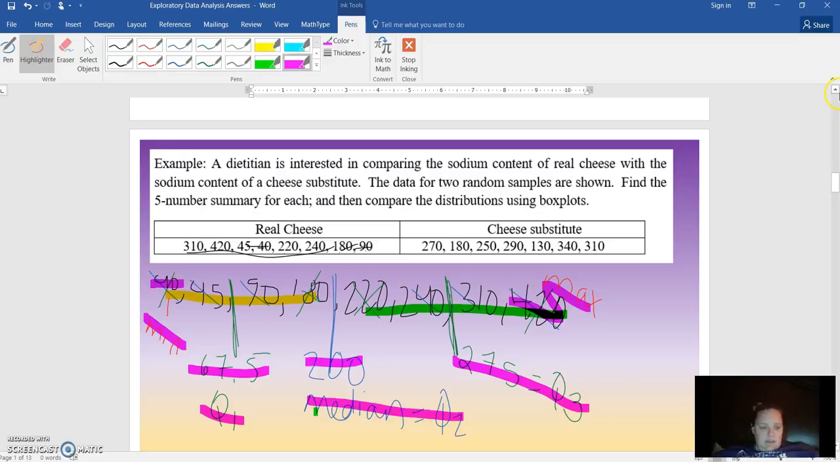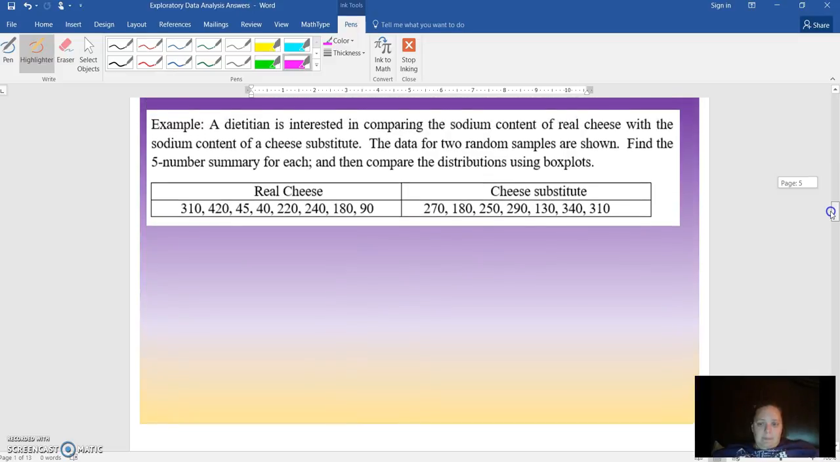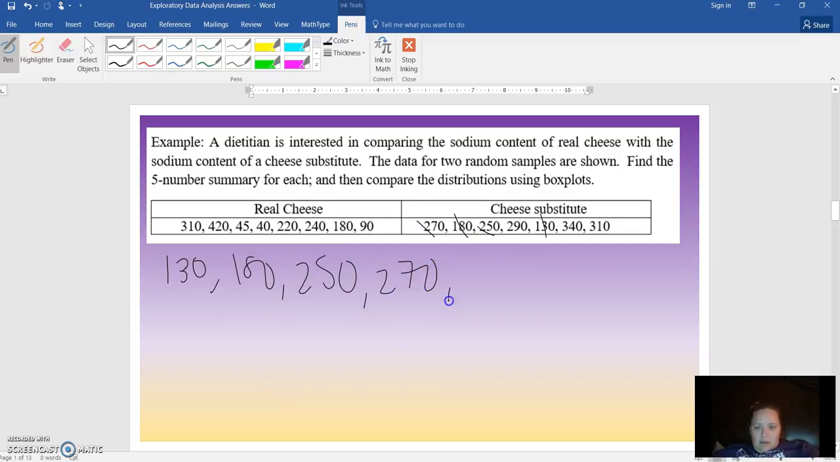All right, let me do the cheese substitute next. We're going to come back to these numbers. Just hang on. Now, let me put them in order: 130, 180, 250, 270, 290, 310, 340. All right, and so we have our data. This is our minimum. This is our maximum.